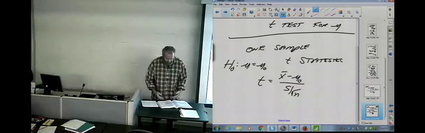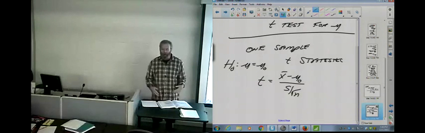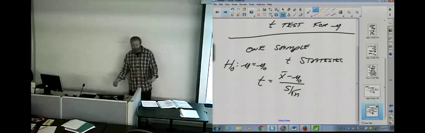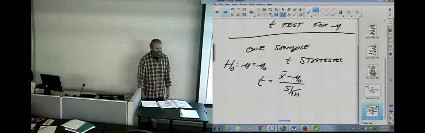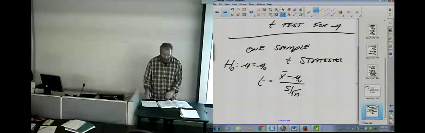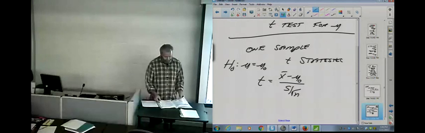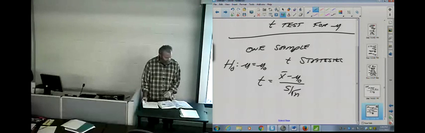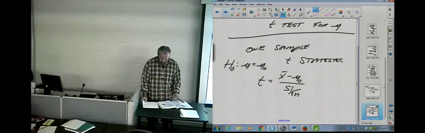Do you see the three pictures there, the three different alternatives, greater than, less than, or not equal to? You still find the p-value the exact same way. You still interpret the p-value the exact same way. Okay? Now, what I wanted to look at is this problem here, 20.2.